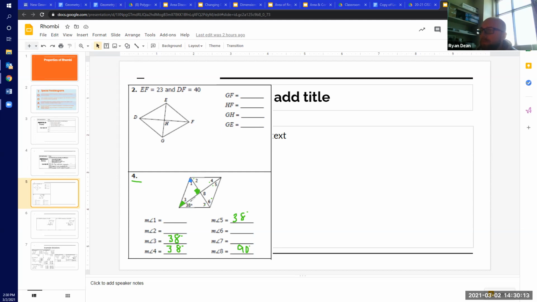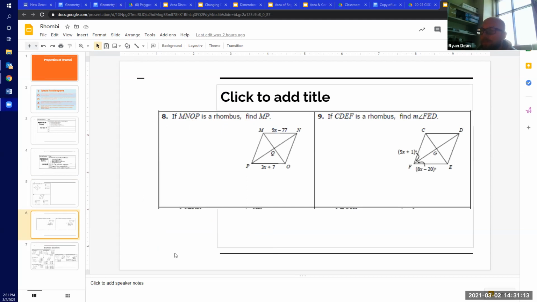So for angle 1, I'm going to use this 90 degrees. So angle 1 plus 90 plus 38 is all going to be equal to 180 degrees. Angle 1 plus 128 is equal to 180, and that gives us a value for angle 1 equal to 180 minus 128, which is 52 degrees. It means angle 2 is going to be 52 degrees, and angle 6 is going to be 52 degrees, and angle 7 is also going to be 52 degrees because all of these angles are the same based on the properties that we have for diagonals.